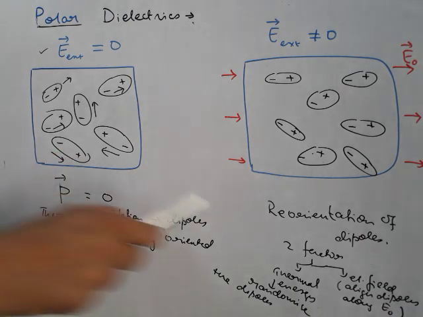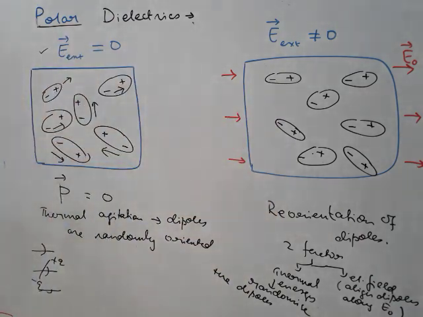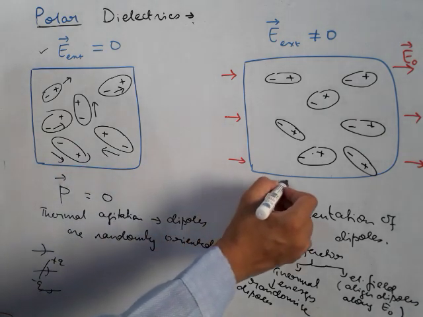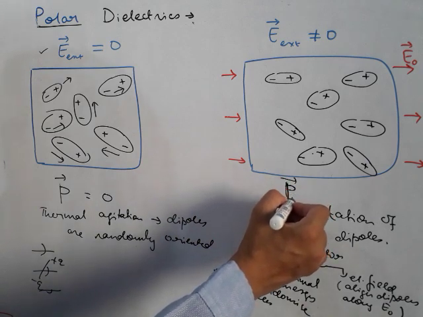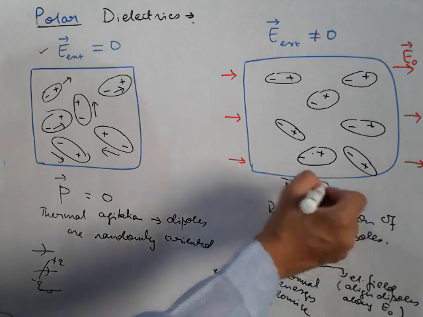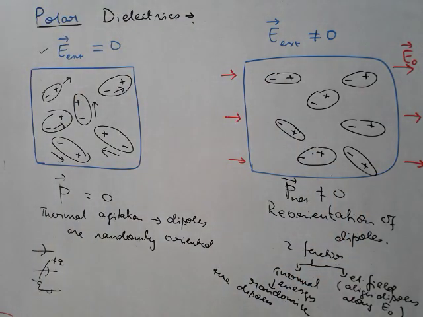So here, reorientation of the dipoles results in a net dipole moment. Here the net dipole moment was 0, but in this case the net dipole moment, which I write as P vector, capital P vector, or you can write P net, is not equal to 0. It has some non-zero value.